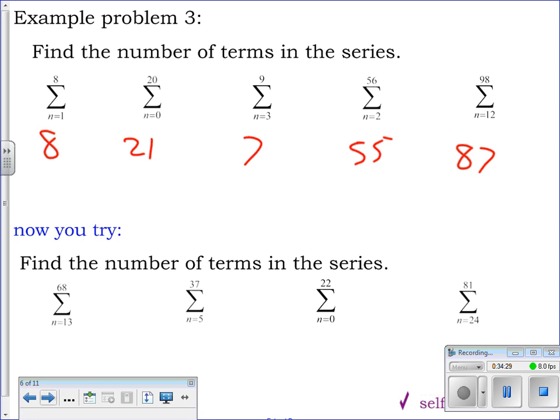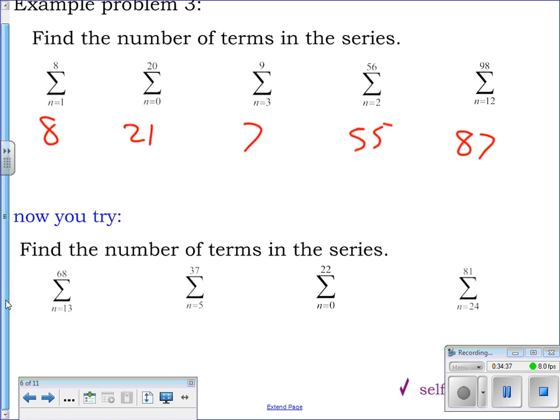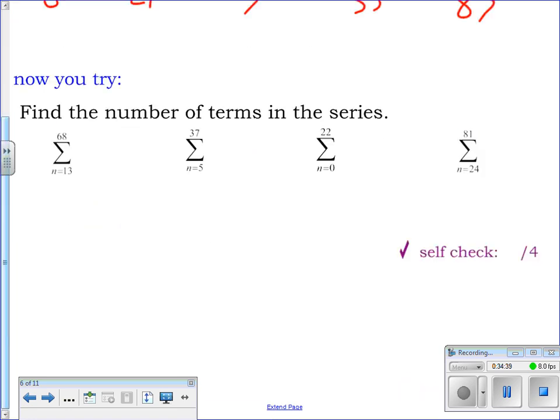So quickly do the 4 on the bottom. Sorry, 4. I can't count. There's 4. There we go. Number on top minus number on the bottom plus 1. That's how many terms are in the sequence.